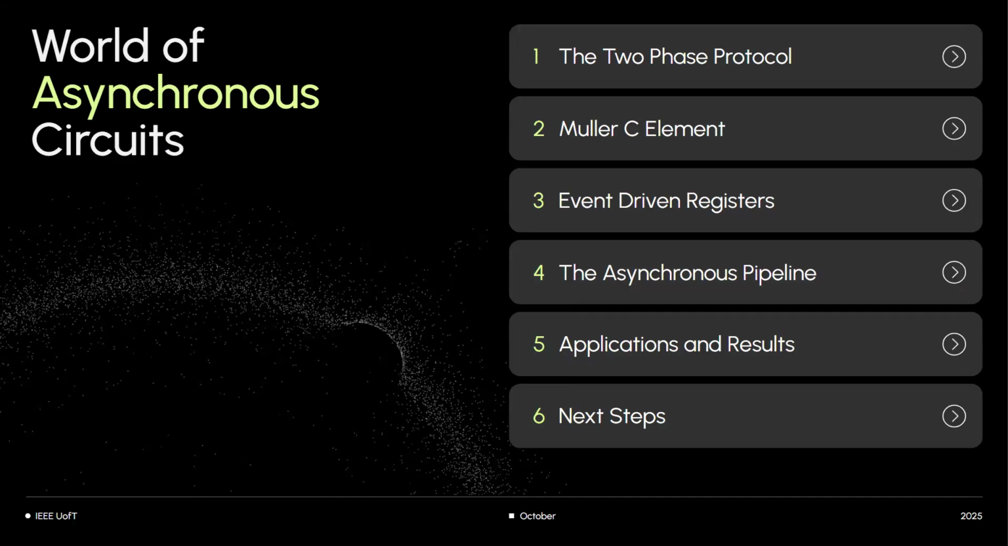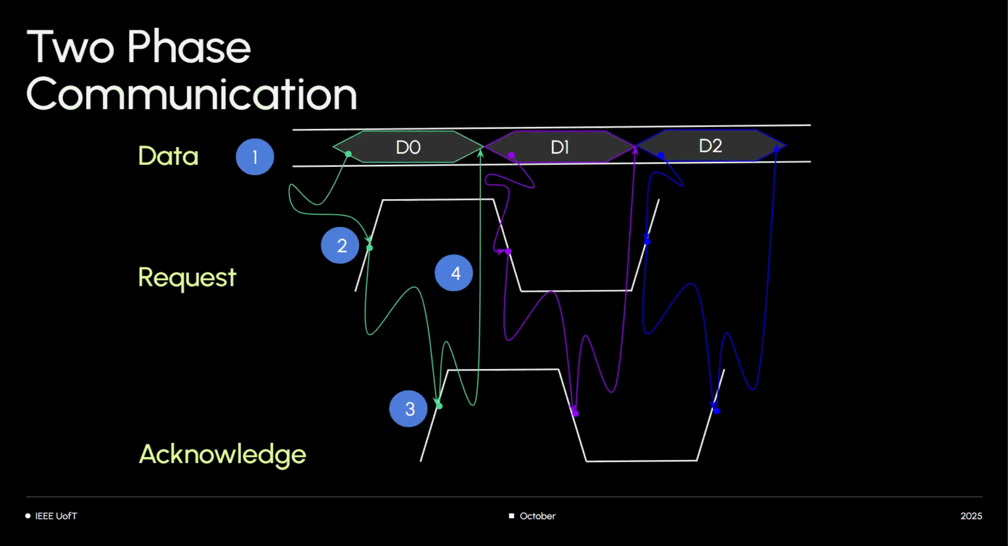And in today's technical discussion, we're going to see the two-phase protocol, what it is, Muller C elements, event-driven registers, a full-fledged pipeline, and then some applications and results, and some next steps from where you can take this and apply in your real life. So we talked about this fancy idea of handshakes and all of that, but how do we build these circuits? Let's look at that. This is called the two-phase communication protocol.